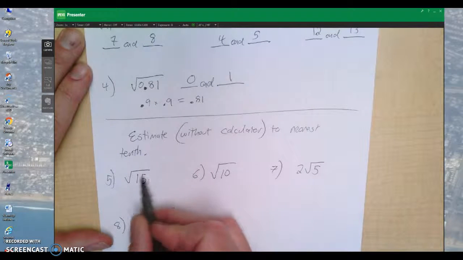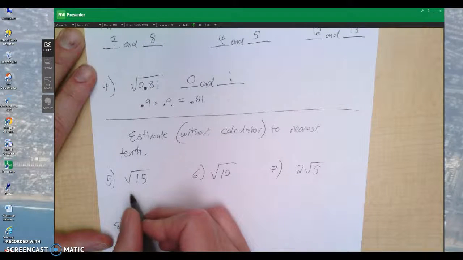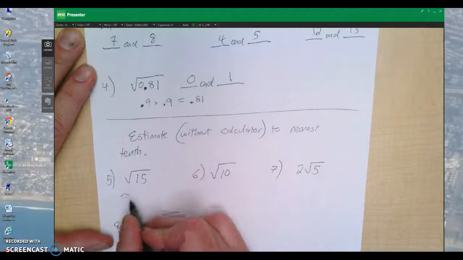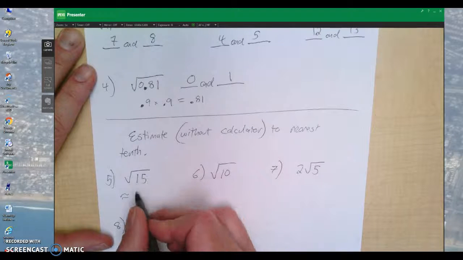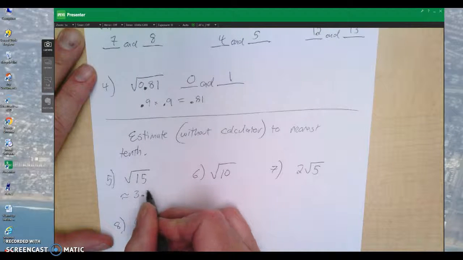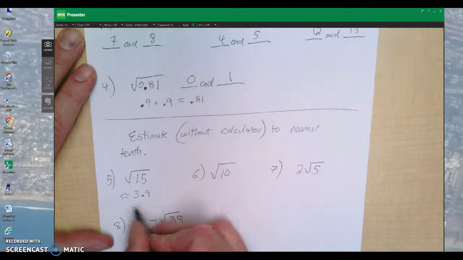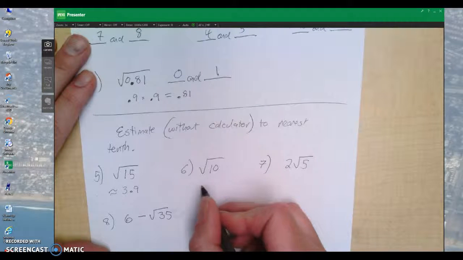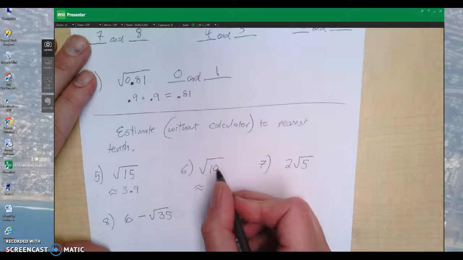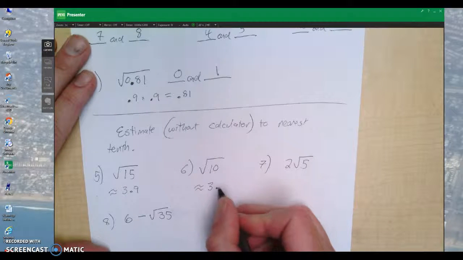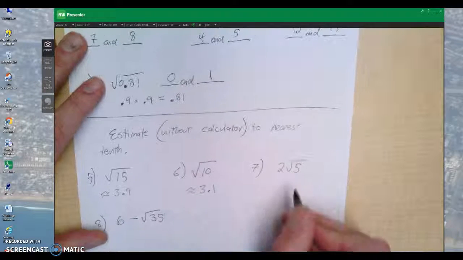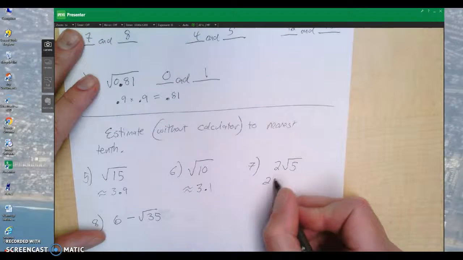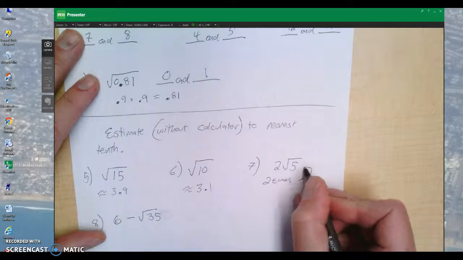Hopefully you recognize this is awfully close to 16. So the answer that I would think would be best for this would be the square root of 16 minus a tiny little bit more. So maybe 3.9 or 3.8 even. But I think that's closest. 10 is awfully close to 9. So hopefully you recognize that it's slightly more than the square root of 9. So 3.1, maybe 3.2. This means 2 times whatever this is.